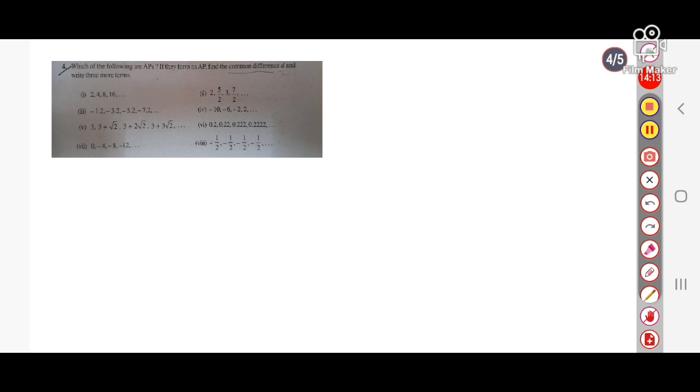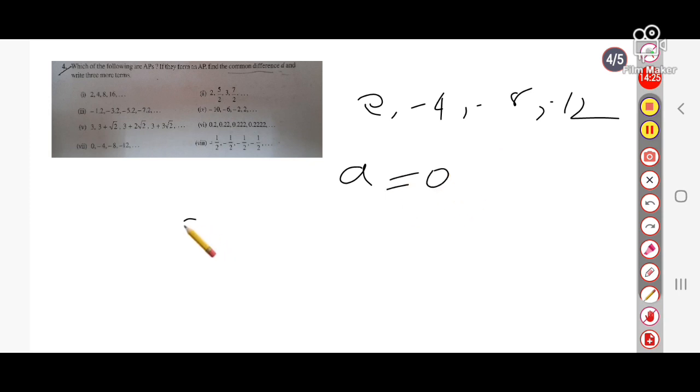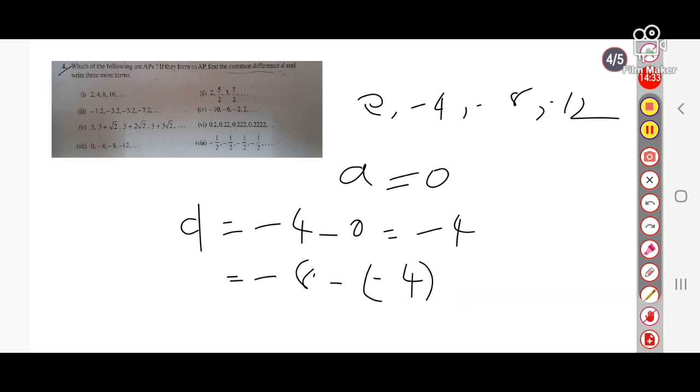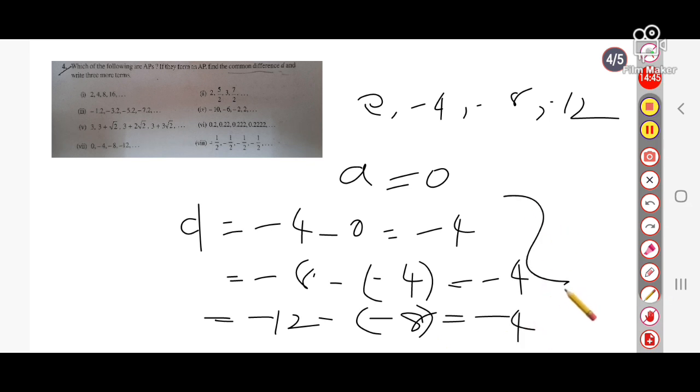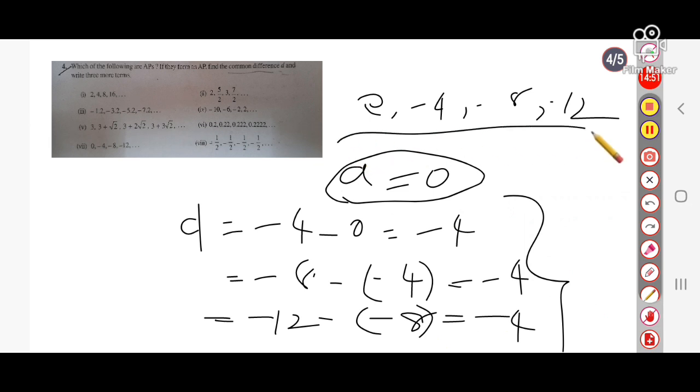Okay. So similarly, the seventh subdivision: 0, minus 4, minus 8, minus 12. The first term is 0. Common difference is minus 4 minus 0, that will be minus 4. Again, minus 8 minus minus 4 is minus 4. With these two steps, just don't conclude that this forms an AP. Find the next step also for your safety: minus 4. Hence, this forms an AP of equal common difference, and the first term is 0. This sequence forms an AP, right?